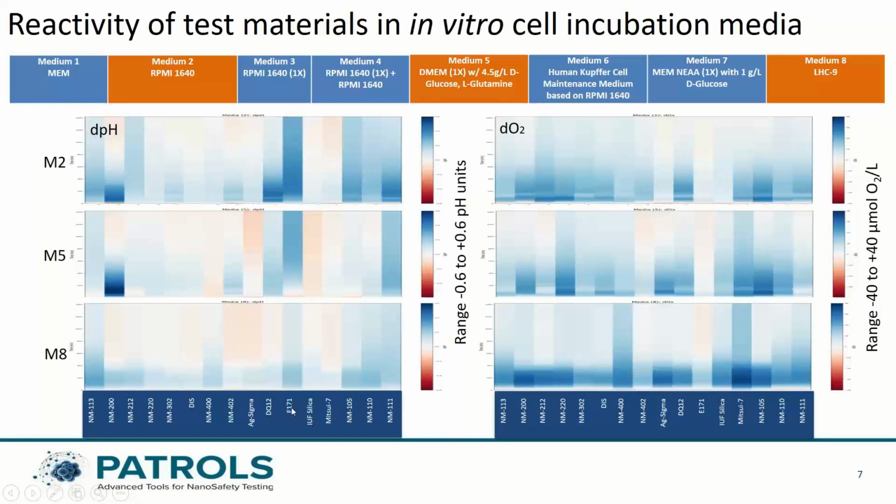We see that titanium dioxide and zinc oxides typically increase the pH, and that has also been observed in other studies before. When it comes to the oxidative behavior, we see relatively moderate reactivity in all cases, but most pronounced in LHC, medium 8, where there's a clear initial reaction for most of the materials in the first few hours of the experiment. So on top of showing different reactivities of the different materials in different media, we also see a clear kinetic effect of reactivity. In most cases, reactivity happens within the first hours of the incubation.